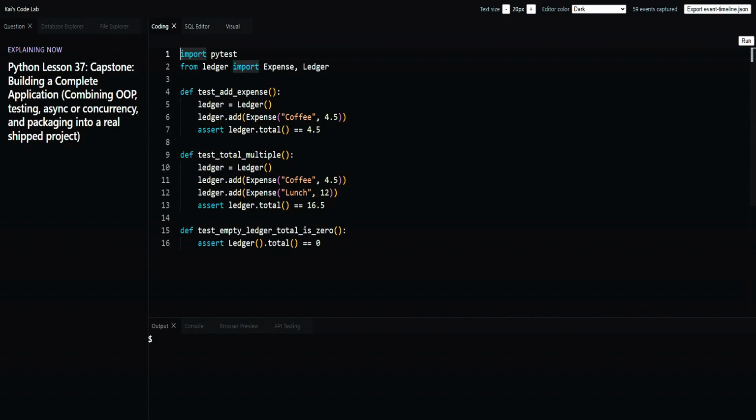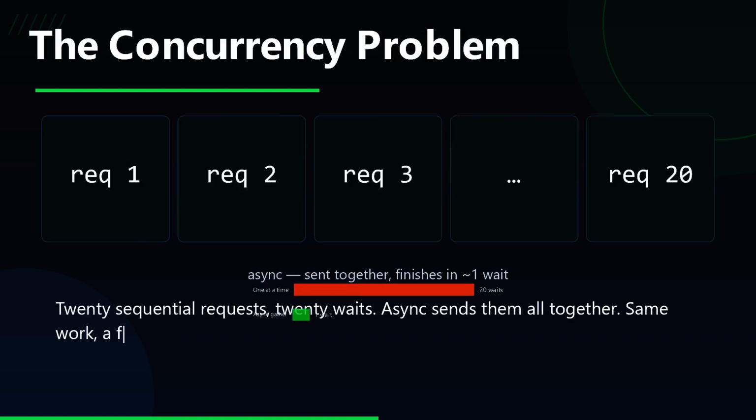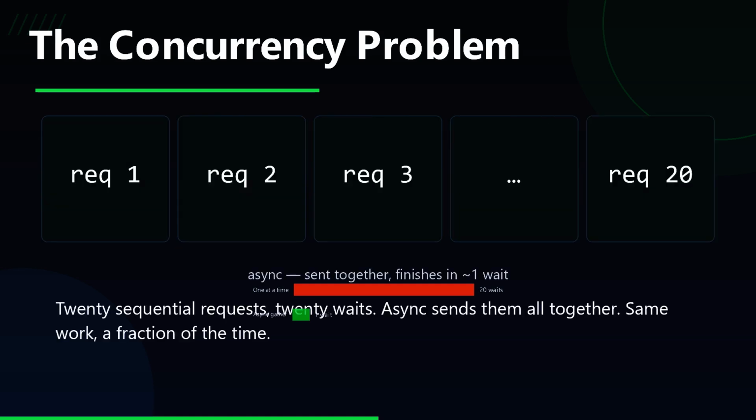That's the case most people remember. The third is the one people skip, an empty ledger, and it has to total to 0, not crash, which is exactly the kind of edge case that silently breaks when someone changes total later. Say each expense needs a live currency conversion. One request at a time, that's 20 expenses, 20 waits, stacked end to end. With async, those 20 requests go out together and finish in roughly the time of one.